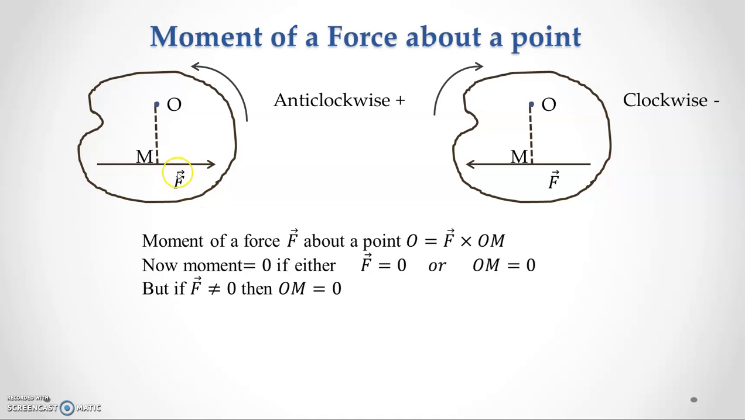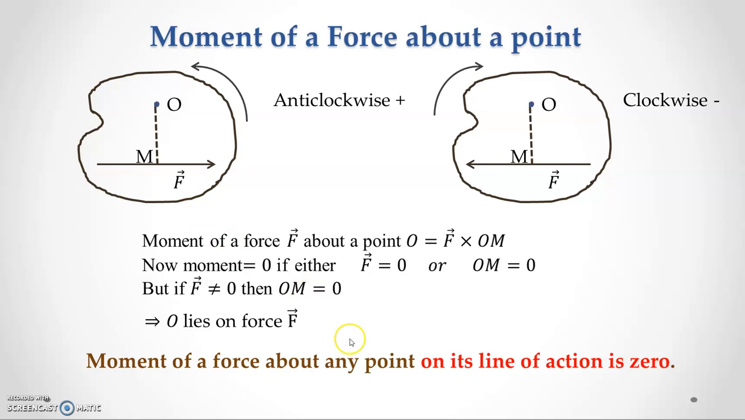So from here we can observe that if a point lies on the force, then the moment of the force about that point, meaning any point on its line of action, whether on it or forward or backward, is 0. Moment of a force about any point on its line of action is 0. This is a very important observation from this result when moment is 0.